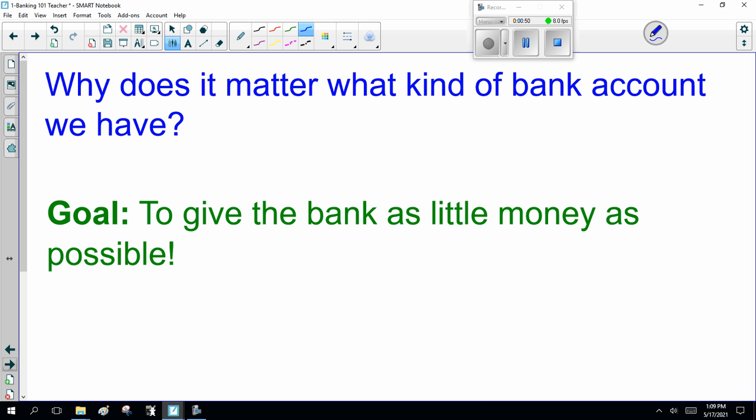Now, why does it matter what kind of bank account we have? Well, the goal there is to give the bank as little money as possible. Okay? So like I said, you want to minimize the fees. You want to maximize how much money you hold on to.